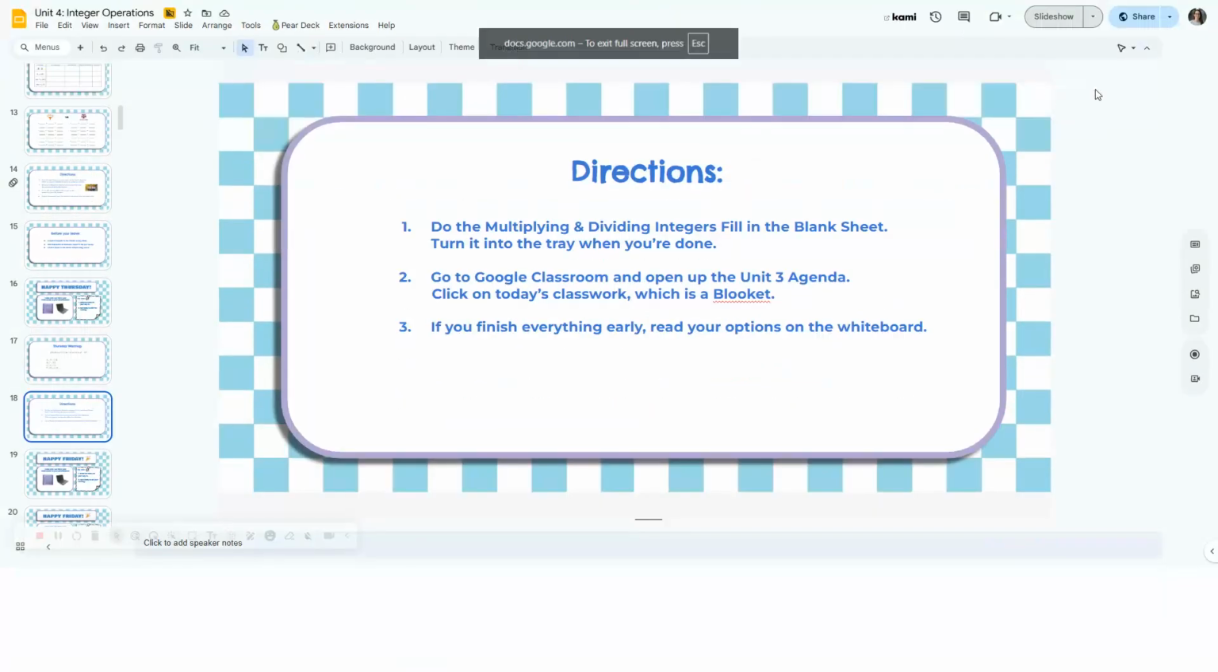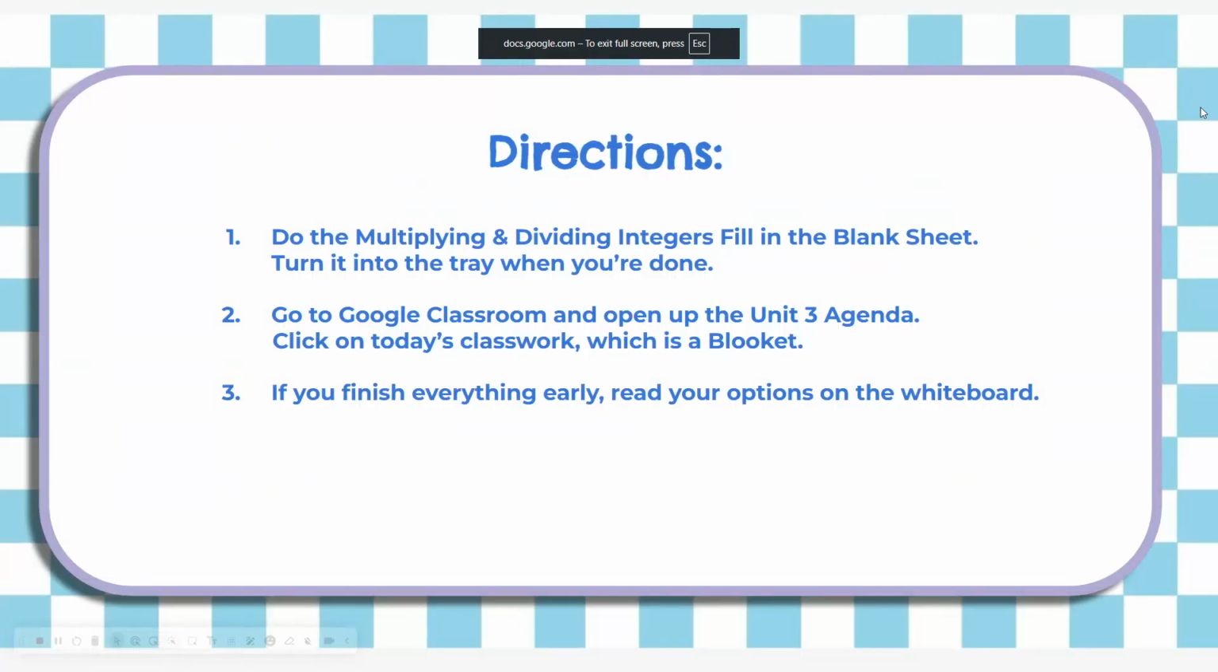And let's see what's next. It says, turn that in the tray when you're done. Then, step 2, go to Google Classroom, open up the Unit 3 agenda, and click on today's classwork, which is a booklet. And I think there's 25 questions on that booklet.